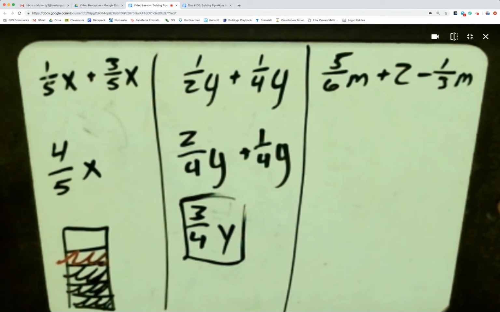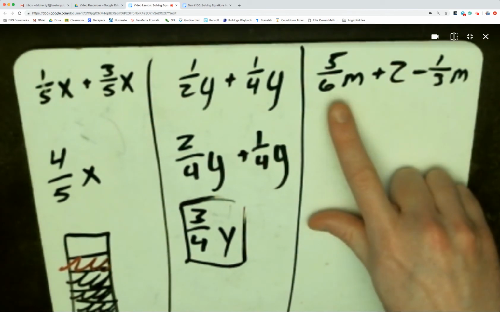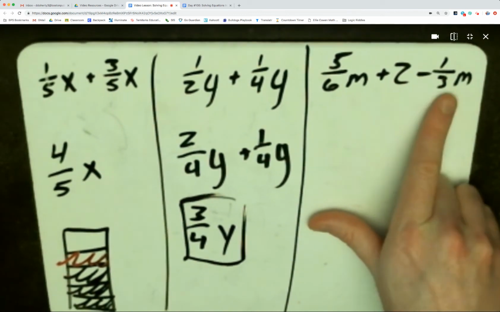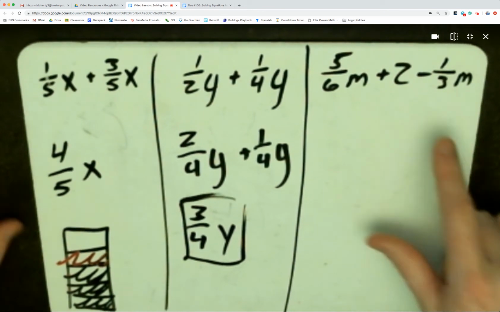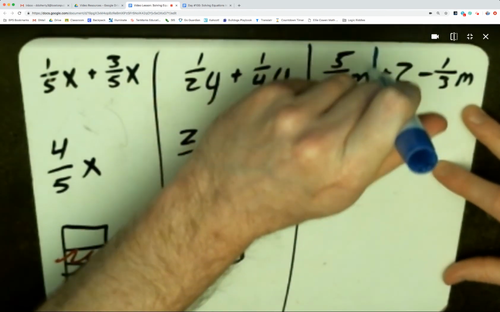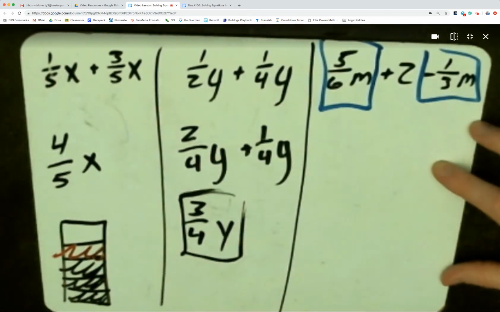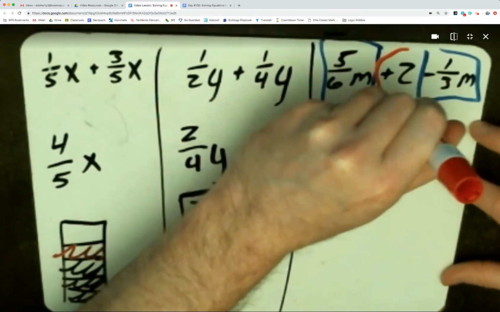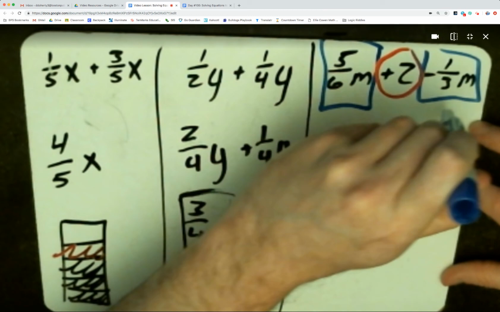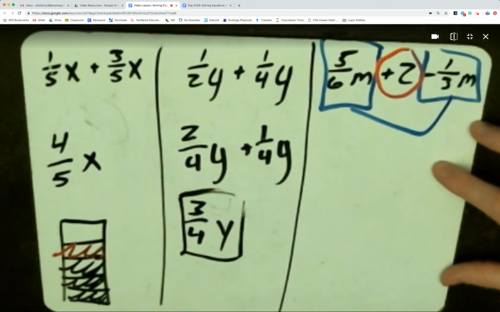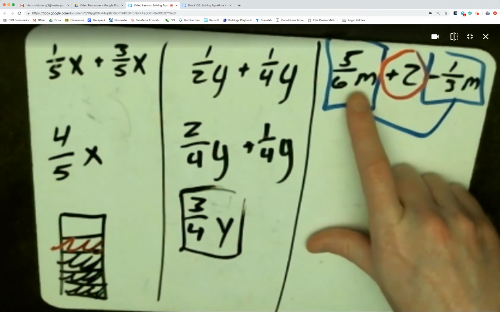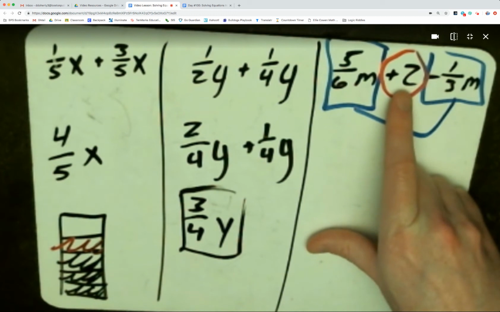Last example here. Again, we see two fractions, 5/6 m, negative 1/3 m, and a positive 2. I'd note that 3 terms are here. 2 in blue boxes are variable terms, and the red circle is a constant term. So I am allowed to combine these two like terms, but I would not be allowed to combine this m with the positive 2 because they're not like terms.